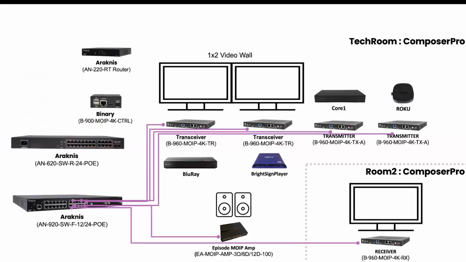Our 10 gig traffic is all routed to the AN920. It's important to remember, as mentioned earlier, when staging your system, connect the B900 MoIP controller to your system first and update it with the latest firmware. Once it's updated, power cycle it, and only then begin connecting your transceivers, your transmitters, and your receivers to the system. As these devices connect, the B900 will automatically update their firmware.